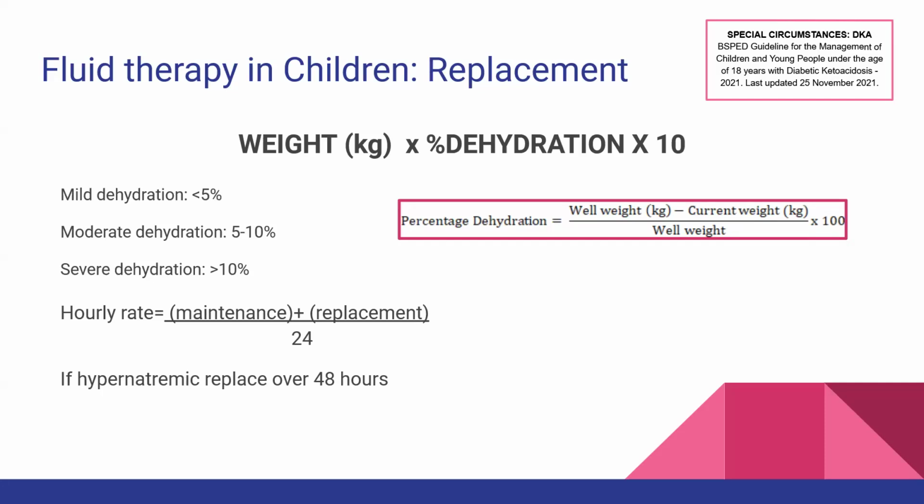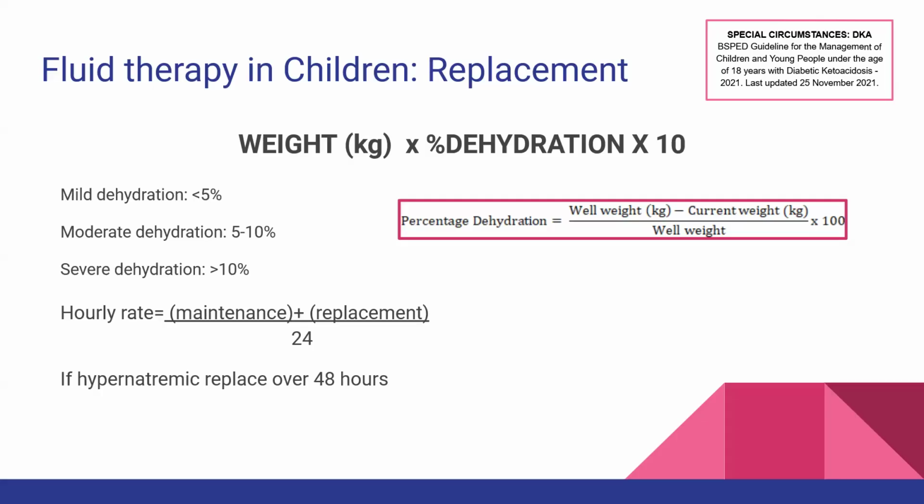So when you have to replace these fluids, you just add that onto the maintenance, divide it by 24. That's your new rate that you're going to give the fluids at. If they're hyponatremic, on the previous slide when it said hyponatremia replace slowly, this is what they mean. Instead of doing 24 hours, you would do 48 hours just for your replacement bit. So you'd get your normal maintenance plus half of this calculated replacement over 24, and then you do the next half the next day.